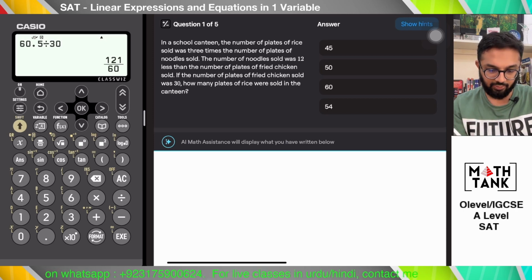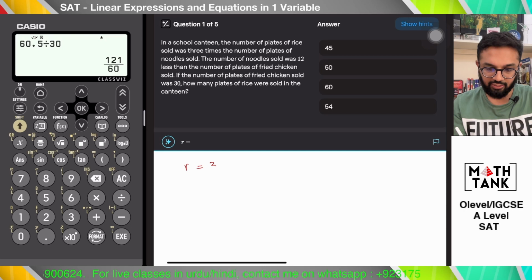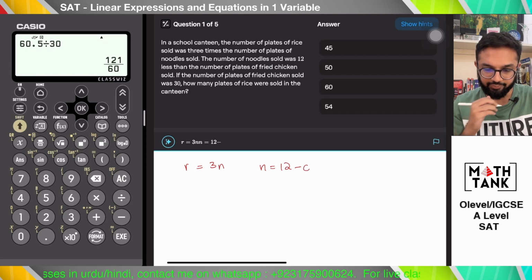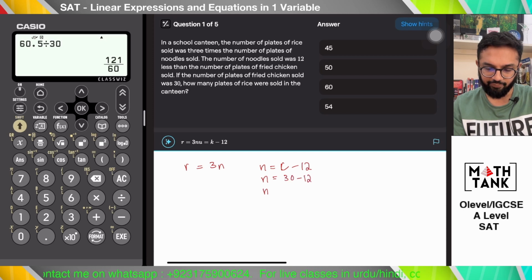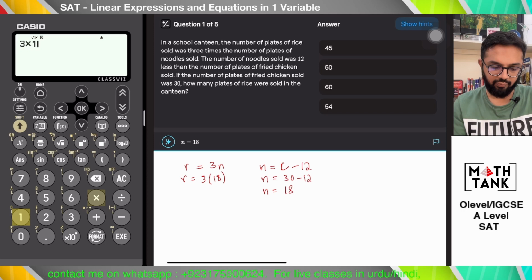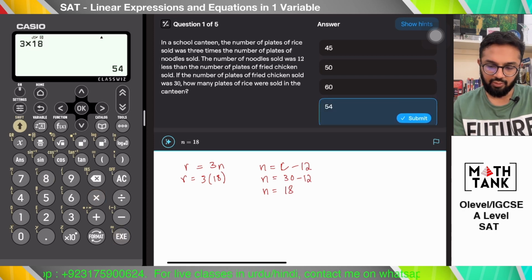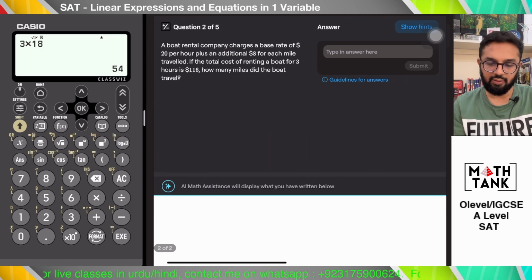Okay, so the number of rice plates sold was three times the number of noodles sold. The number of noodles sold was 12 less than the number of plates of fried chicken sold. 12 less than, so C minus 12. If the number of plates of fried chicken sold was 30, so N is 30 minus 12. N is therefore 18. Rice is therefore 3 times 18. 3 times 18 is 54. That should be the correct answer. Yes, that is indeed the correct answer.